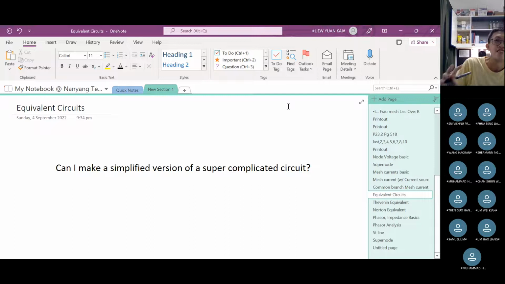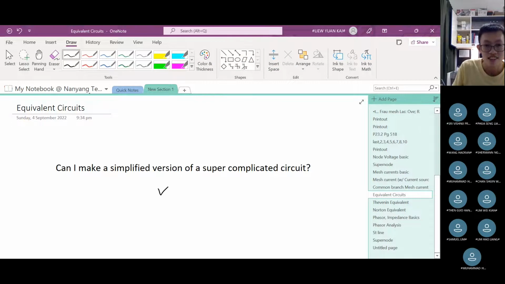circuit? Okay. In the pre-recorded lectures, Prof. Domenico said something about a super complicated circuit, then he represents it with a cloud. So this is what he means. It's a super complicated circuit. And the main question that this whole chapter is trying to ask is, can I make a simplified version of this circuit? And the answer is yes.